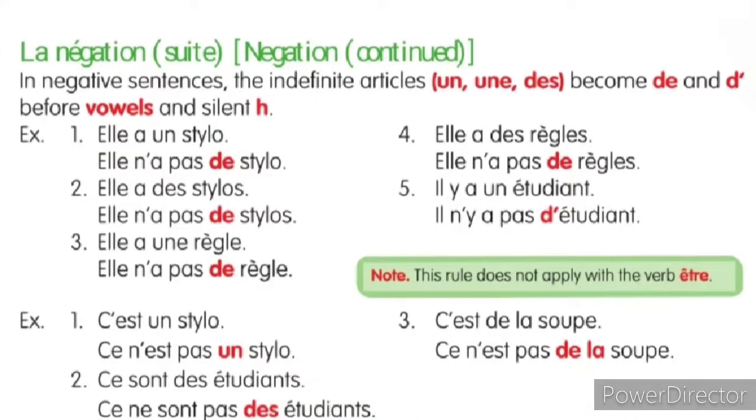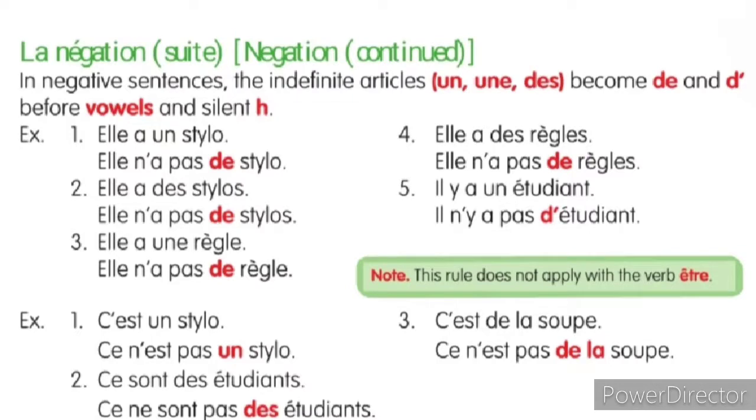Now we are going to see an exception. What is the exception? Whenever you have the verb avoir in a sentence, while you are changing into negative, instead of the indefinite article you have to put de or d apostrophe. Instead of articles means what? Articles indéfinis. Instead of this article you have to put de or d apostrophe.